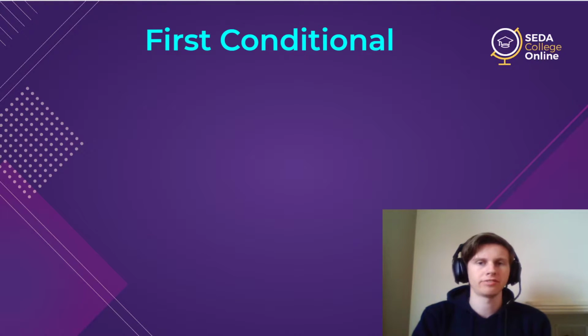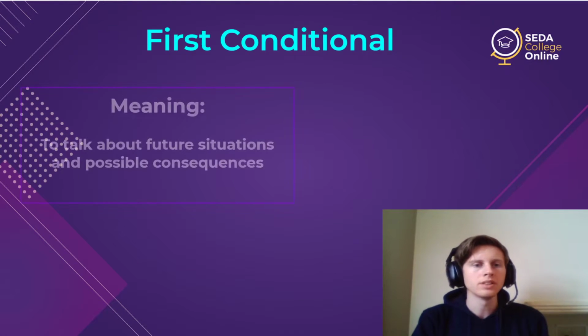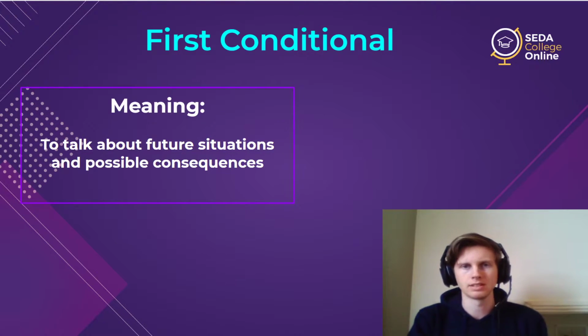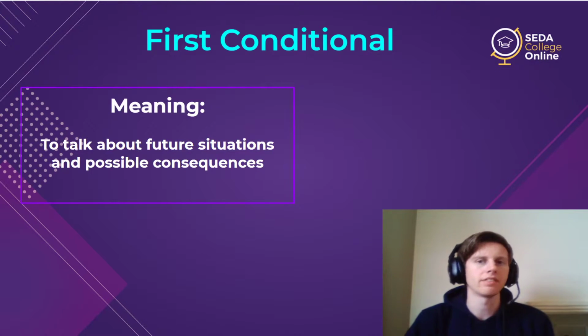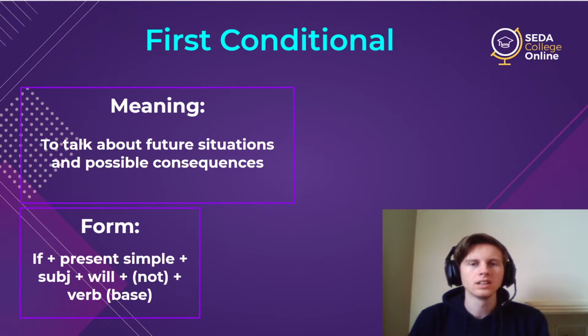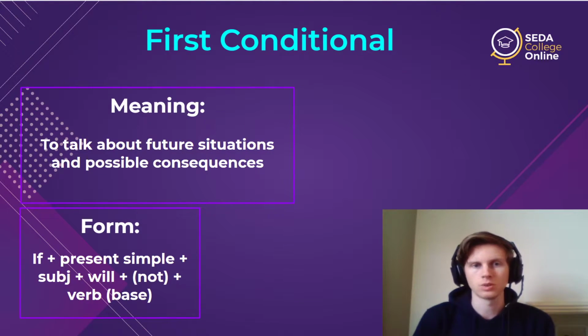So then, let's look at the first conditional. Well, the first conditional is to talk about future situations and possible consequences of your actions. So consequences are similar to outcomes. What will happen if I do this? That's what you're thinking about. And we make conditional sentences with clauses. That's why it's so important.